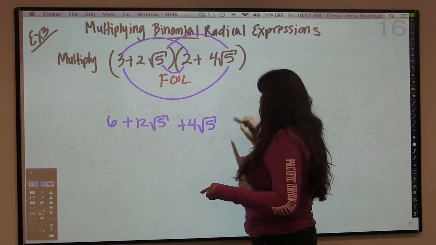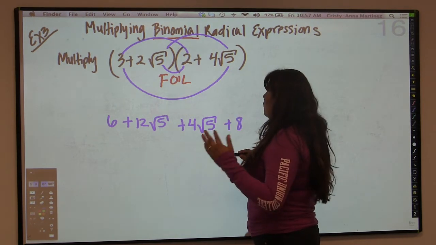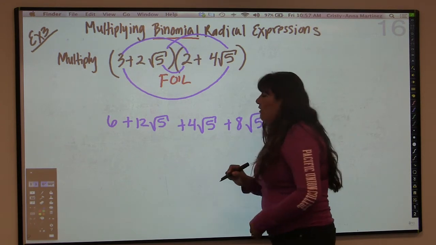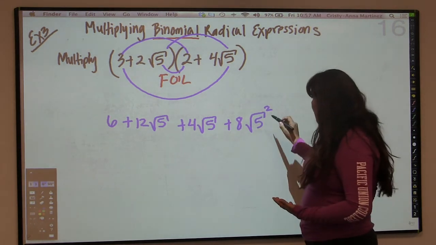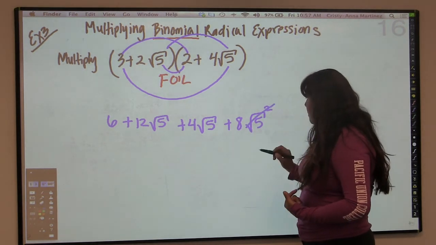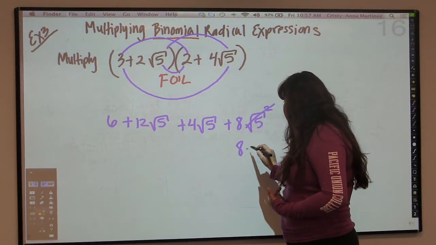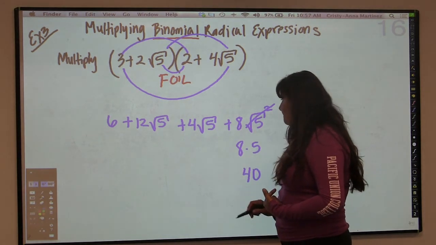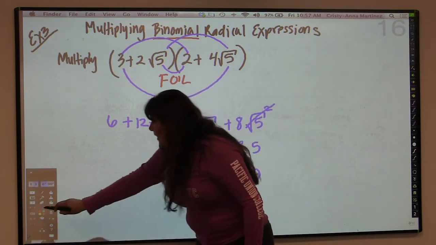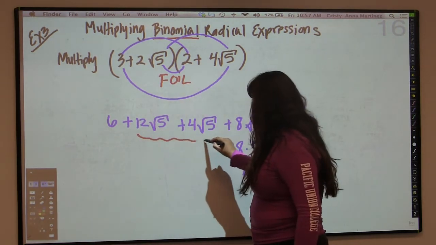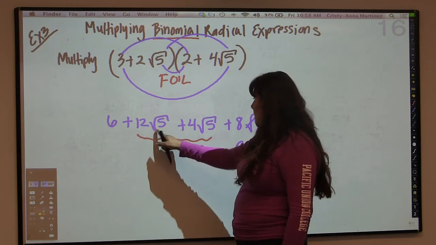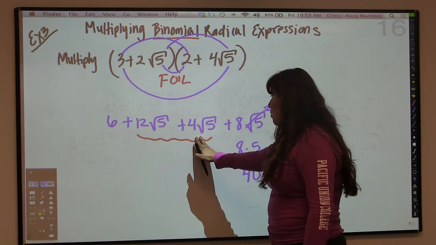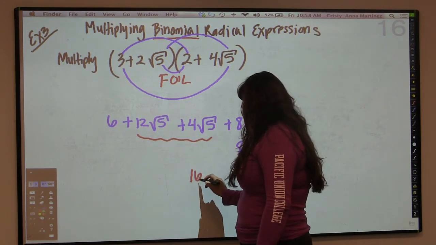So 2 times 4 will give you the 8. And then you have root 5 times root 5, which is root 5 squared. And we've already learned in a previous lesson that when you have a square and a square root, those will cancel. So really what you have here is 8 times 5, which is 40. Okay? You also can see over here that you have like radicals. You have square root, radicand 5, radicand 5. So 12 root 5 plus 4 root 5 will give you 16 root 5.